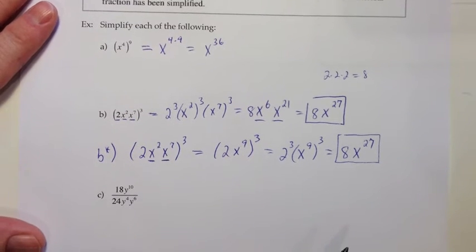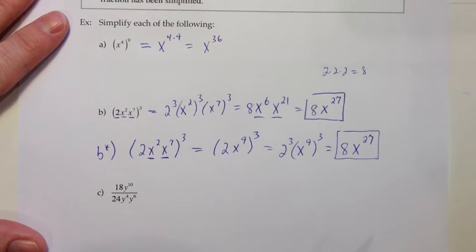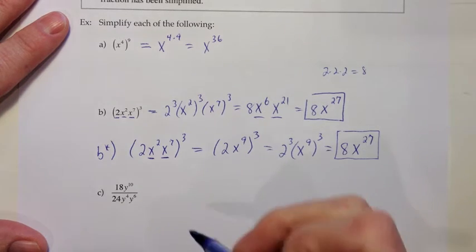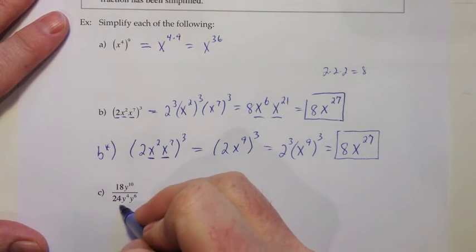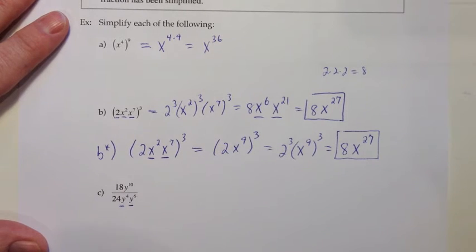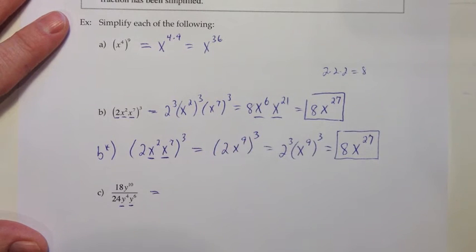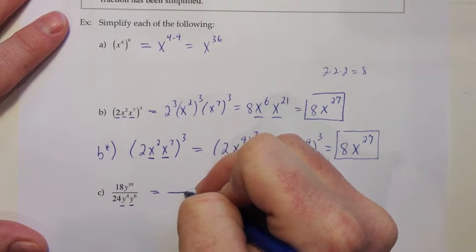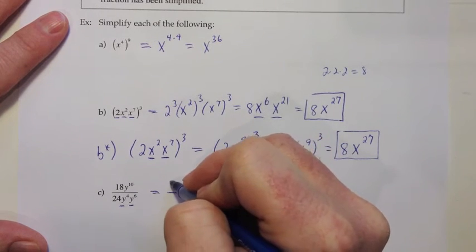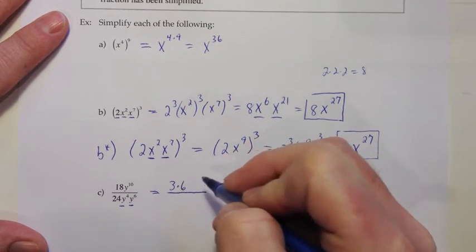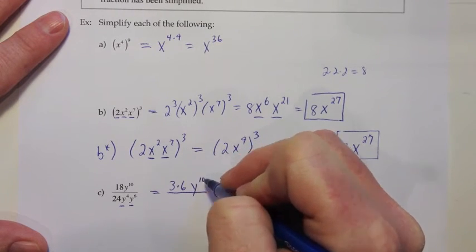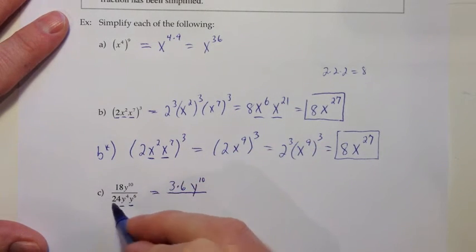Alright, let's look at part C. So 18y to the 10th over 24y to the 4th y to the 6th. This time I'm going to go ahead and take the tack of combining these two first. So I see the two different y's with the same base, so I'm going to simplify those. And while I do that, I happen to notice that the 18 and the 24 have a 6 in common. So I'm going to rewrite that 18 so I can see the 6. So 3 times 6, and then I have a y to the 10th. I'm going to make that 6 show up in the 24 also.